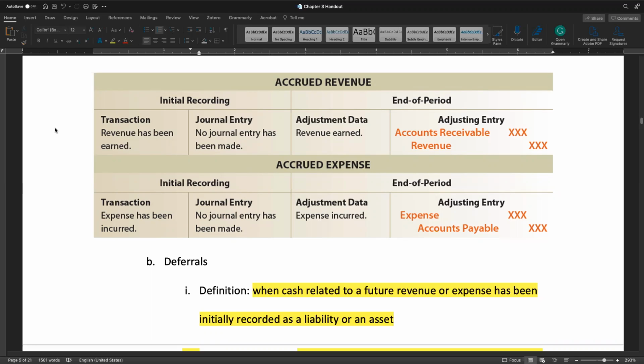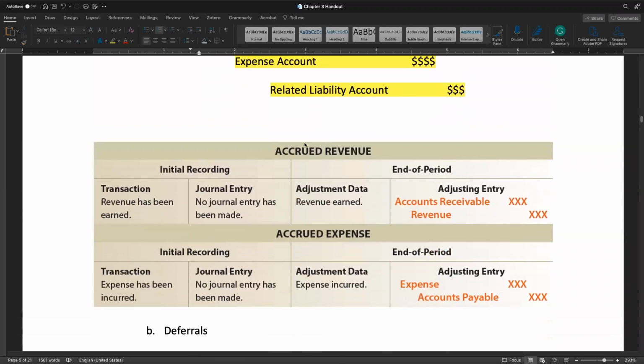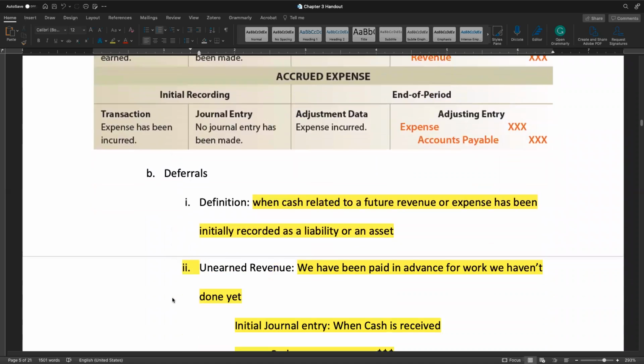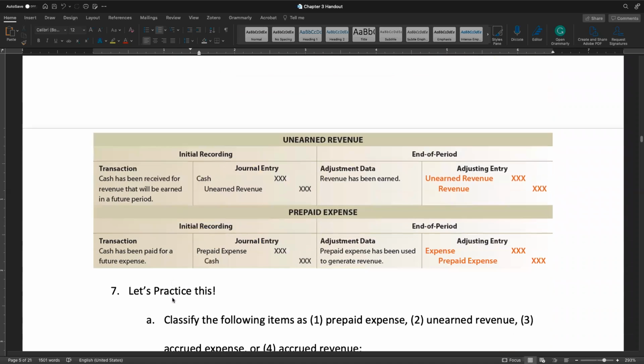So as a reminder, accrued revenue is revenue that we have earned, but we have not been paid yet. So we've done the work for it, we just haven't received any money yet. An accrued expense is an expense that we have incurred, so we owe some money, but we haven't paid that money yet. And a lot of the time that is going to be with wages, employee wages.